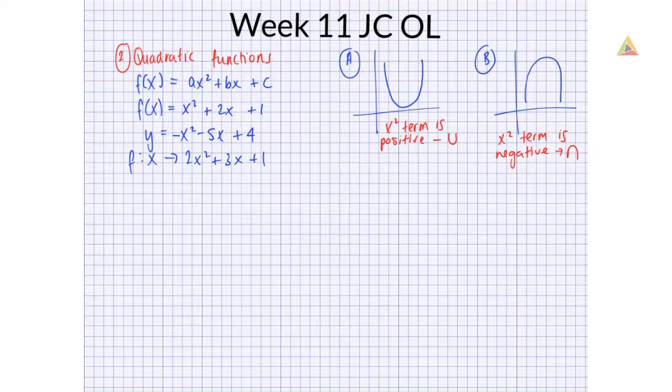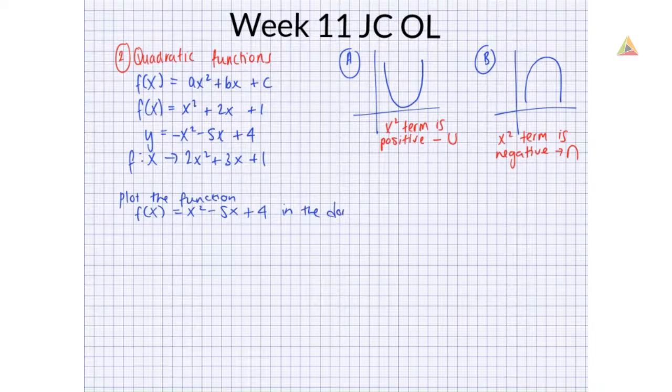So we're going to look at a particular function now. We're going to plot the table, and then I'll show you what it should look like. So if you were asked to plot the function f of x is equal to x squared minus 5x plus 4, and it's in the domain, so the domain are your x values. So if you're asked for the domain of -1 less than or equal to x less than or equal to 5, so you're going from -1 to 5.